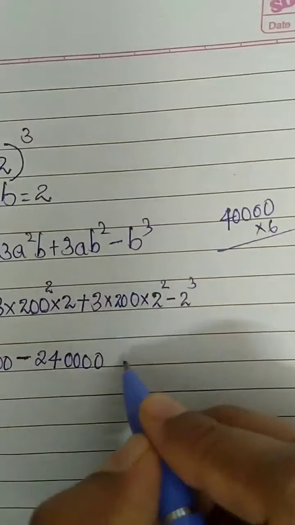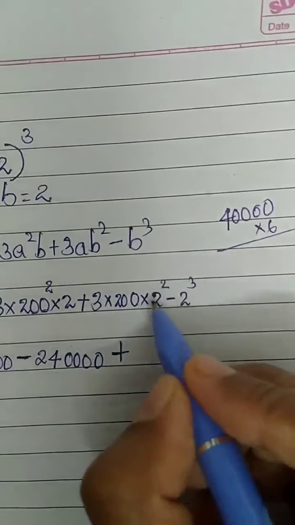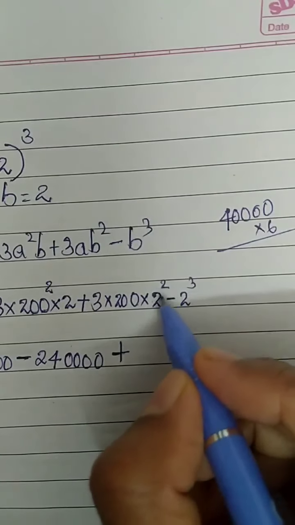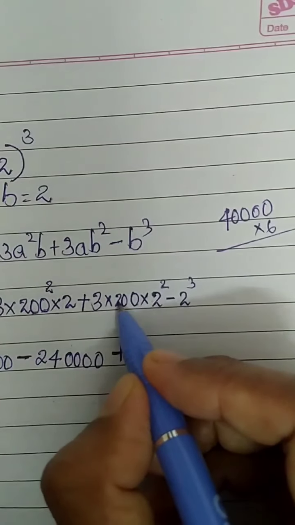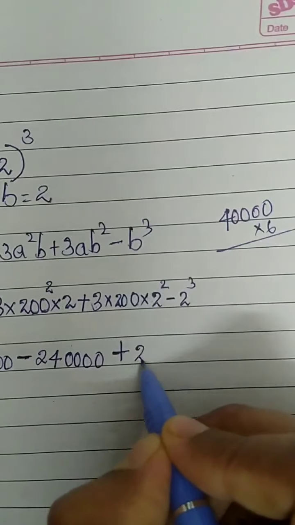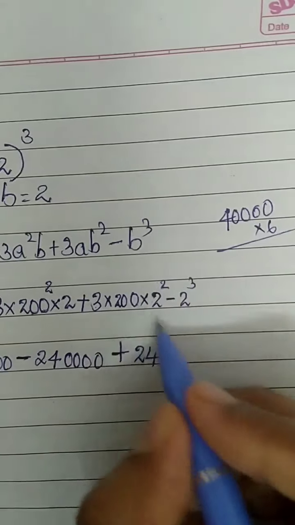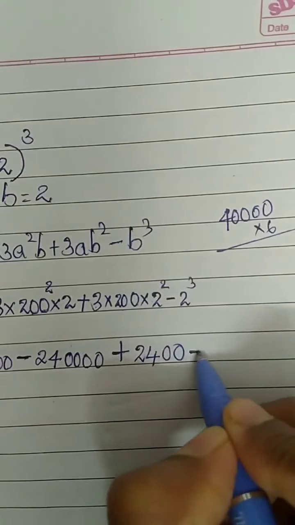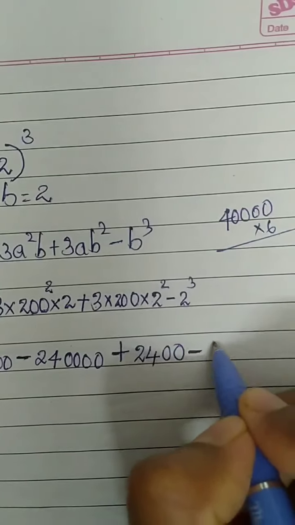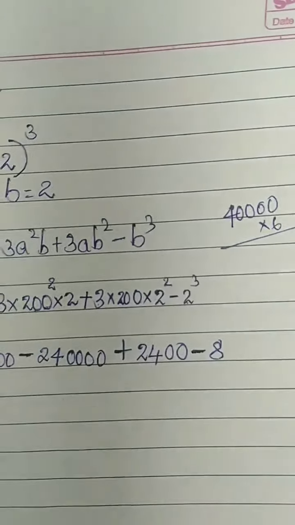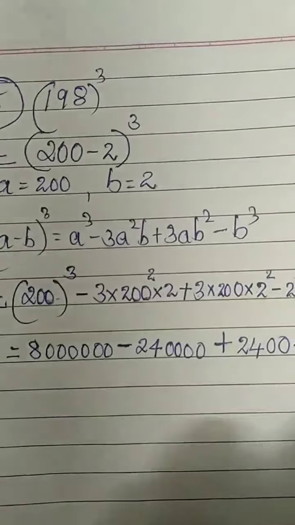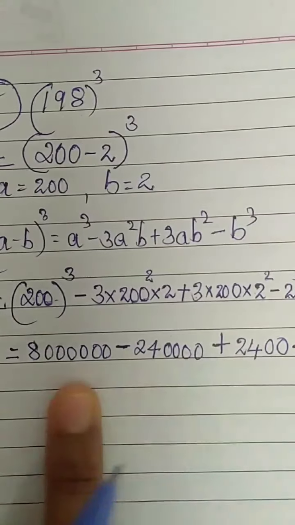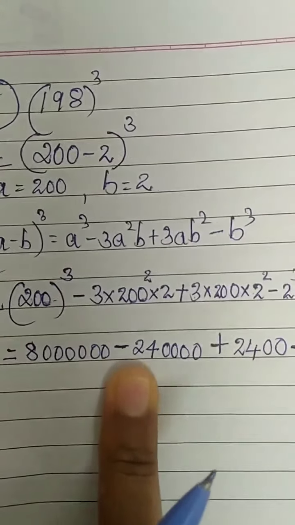Okay. Now we have plus. 2 square is 4. 4 2s are 8. 8 3s are 24. And 2 zeros. Okay. Now here minus 2 into 2 into 2 is 8. Now we have to do all this operation. What did I say? Subtraction is coming first, so we will subtract.